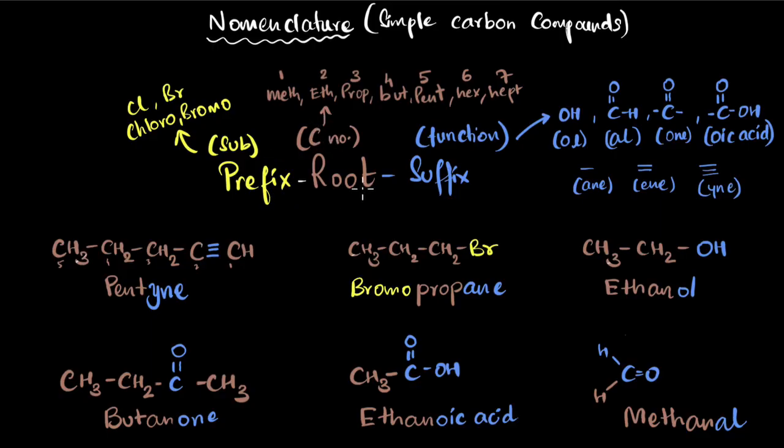So to sum it all up, start with the prefix, then count the number of carbons to find the root word. Then you do the suffix. If you don't have the functional groups, the suffix is "-ane", "-ene", or "-yne", depending on the number of bonds. If you do have a functional group, you first write "-ane", then delete the E, and then write either "-ol", "-al", "-one", or "-oic acid".